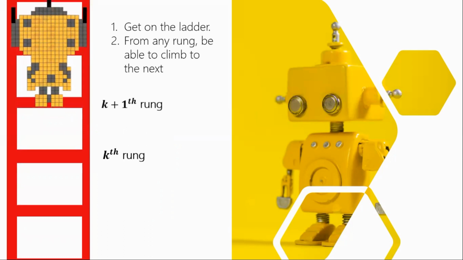And so we can combine these two steps to get us all the way up the ladder, right? Step two, from any rung climb to the next, combined with getting on the ladder. So we get on the ladder, then we run this. Now I'm on rung 1, get to rung 2. Now I'm on rung 2, get to rung 3, and so forth and so on.